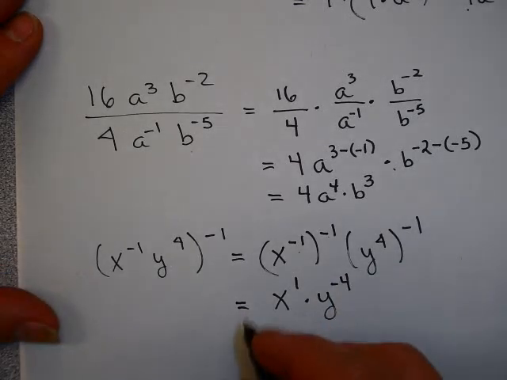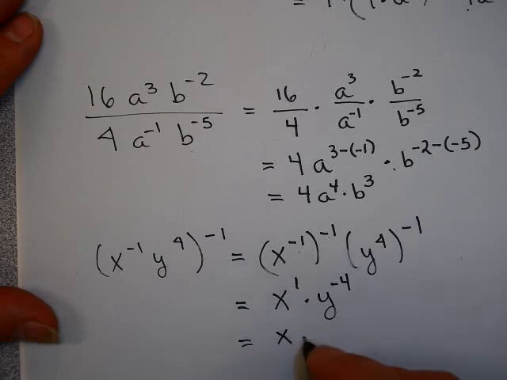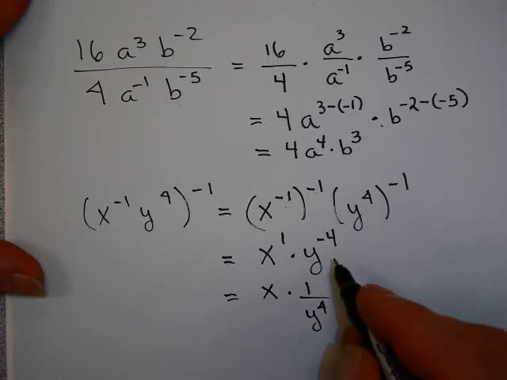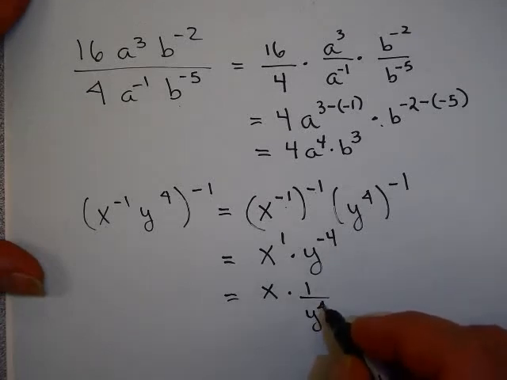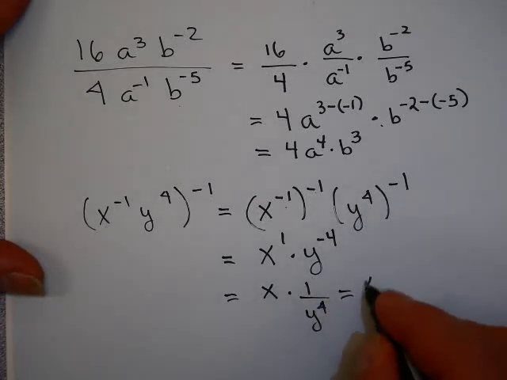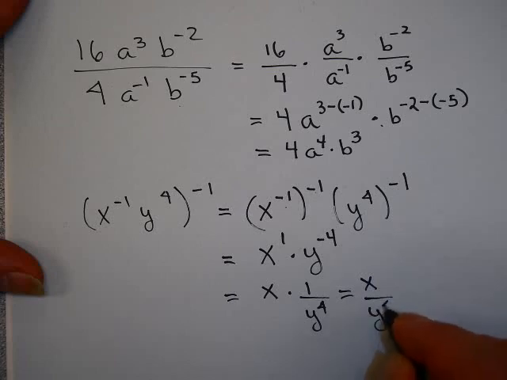That answer is correct, but usually it is preferred for you not to have a negative exponent in the answer. So you'll write y to the minus 4 as 1 over y to the fourth, and finally x over y to the fourth.